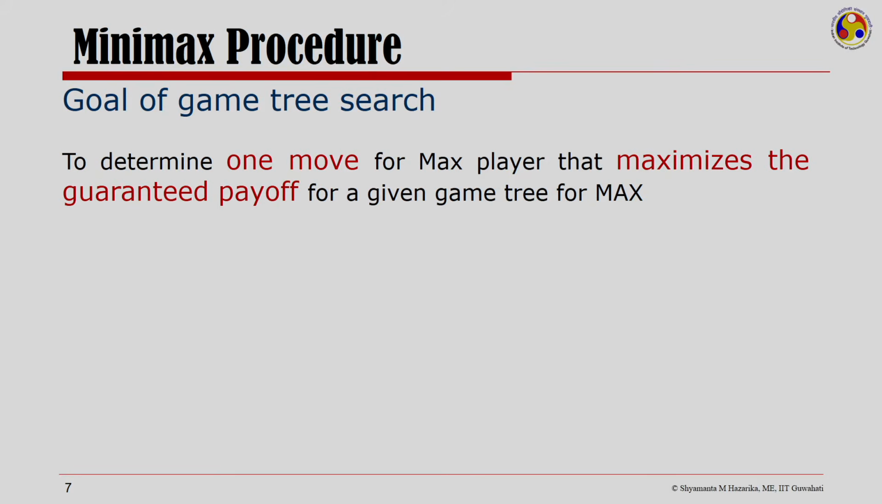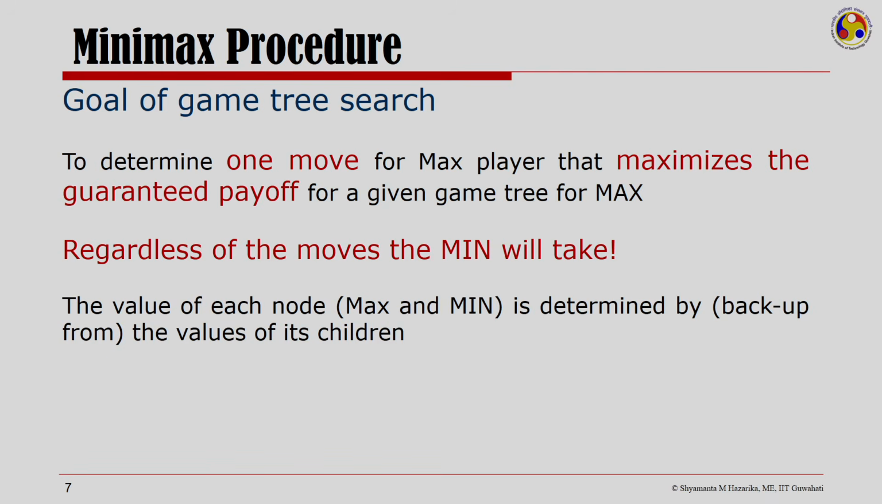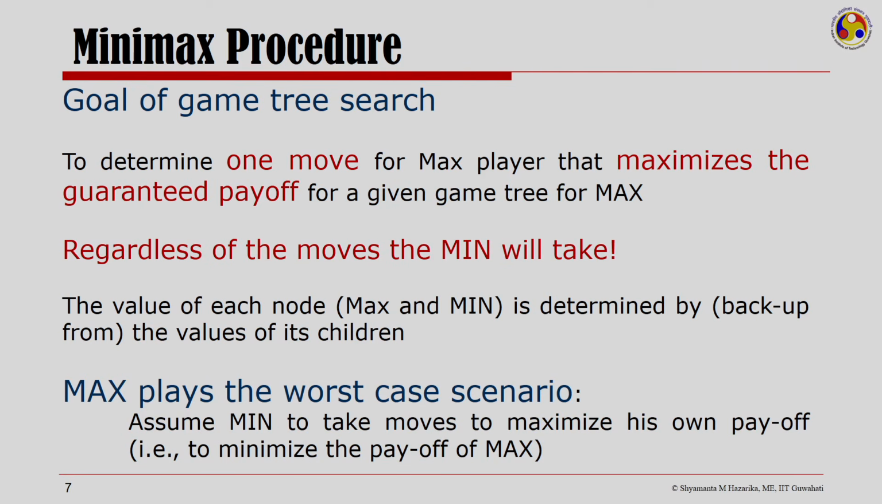Now we did determine the best move for the max player and this guaranteed somehow that the payoff was maximum for him, regardless of what move the min will take. The value of each node is determined by the values of its children, and Max plays the worst case scenario. That is, he assumes when he is doing minimax that min takes moves to maximize his own payoff, that is to minimize the payoff of max.